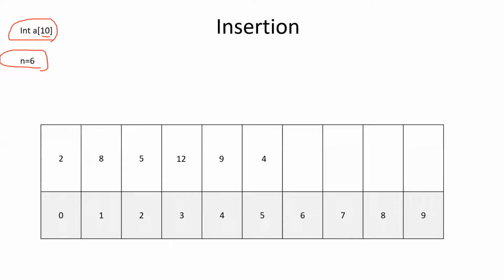2 raised to 10. 10 integers I will be able to store, right? So each one is having 2 bytes, means 2 multiplied with 10, 2 into 10, 20 bytes.